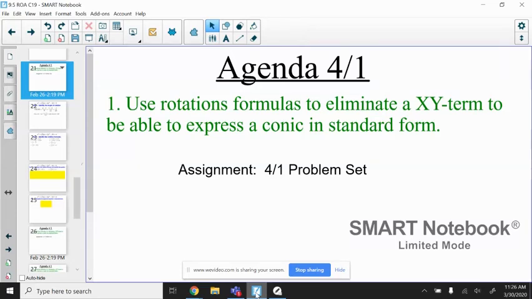We are going to continue with a lesson from a previous class, so feel free to review that if you find it necessary. Our agenda today is to use the rotation formulas we developed to eliminate an XY term to be able to express a conic in standard form. And once again, you can review in the textbook the standard form of all conics we've been looking at: the parabola, the ellipse, and the hyperbola.